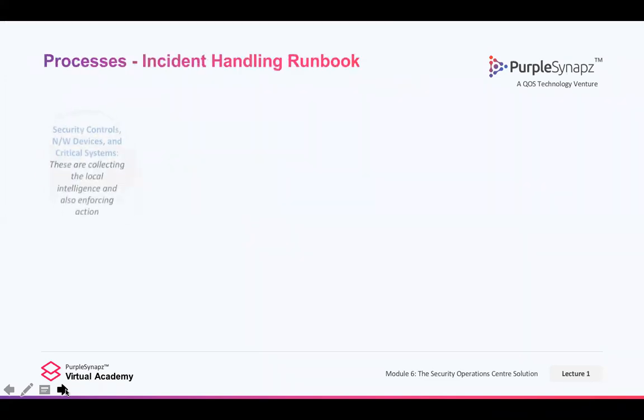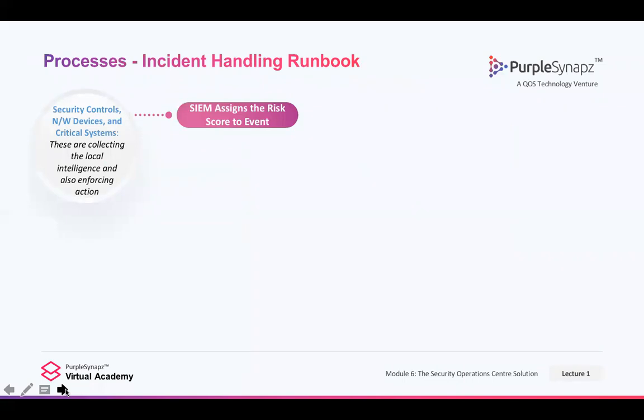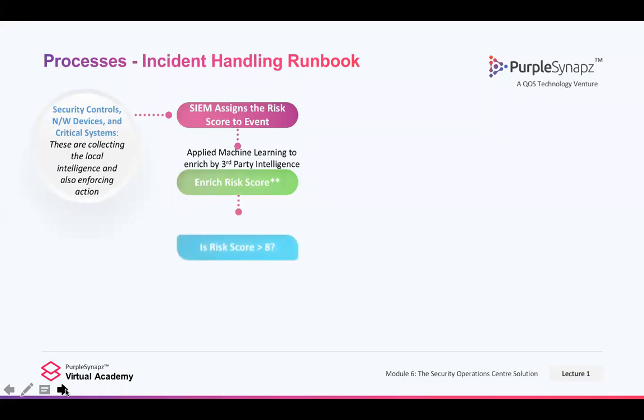Also, we will define how an incident will be handled. Security controls, network controls, devices will send data to SIEM. Now SIEM will define a score. That score will get further enriched by some third party intelligence, and this will help me define the risk score matrices. Now I am doing a triage. Triage is deciding which probability or possibility of the symptoms will decide what action to be taken.